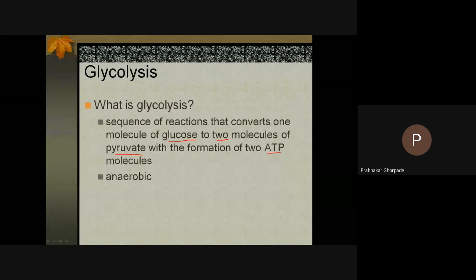This glycolysis can be anaerobic, which means it can remain active under anaerobic conditions. Without oxygen also, this reaction can occur.